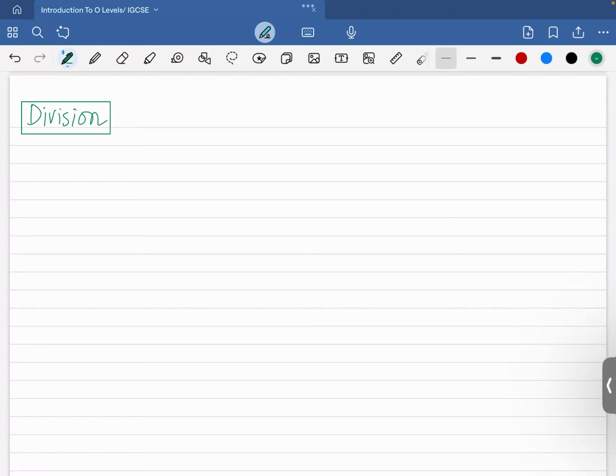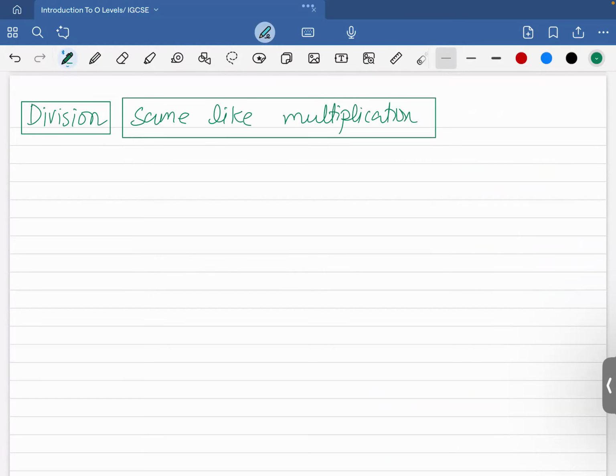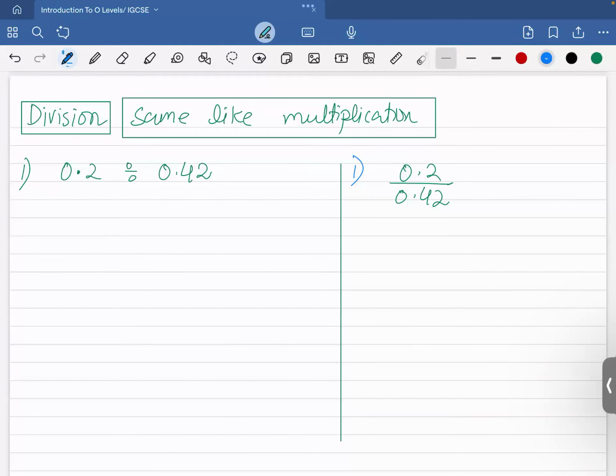Division of decimals is the same as multiplication. Like for example, please pay attention. You can get questions in two styles, something like 0.2 divided by 0.42, and the same question can be written in the form of a fraction, 0.2 over 0.42. Can you see that, everybody, or not? There are two ways this question can be presented in front of you. So remember one thing.